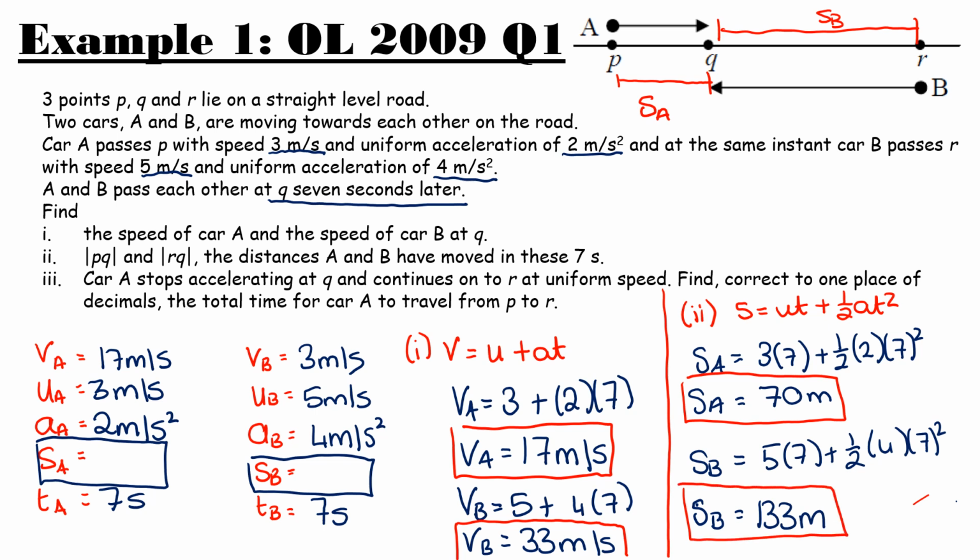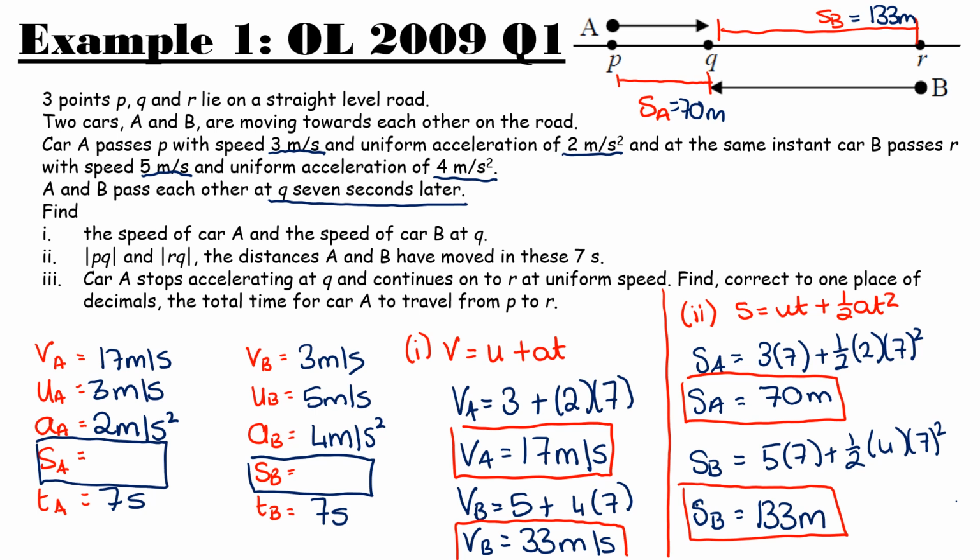Okay, so what we've been able to see here, and I'm going to put this on our diagram, is that we have 70 meters here, and for sB we have 133 meters. So we now would know the total distance from P to R if we were asked this.